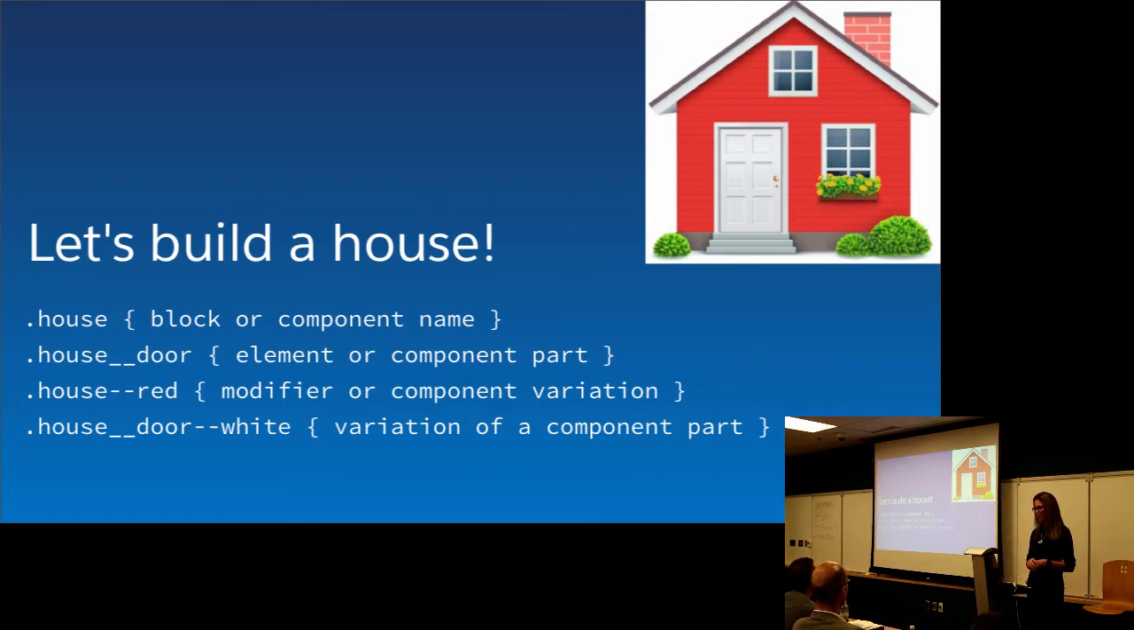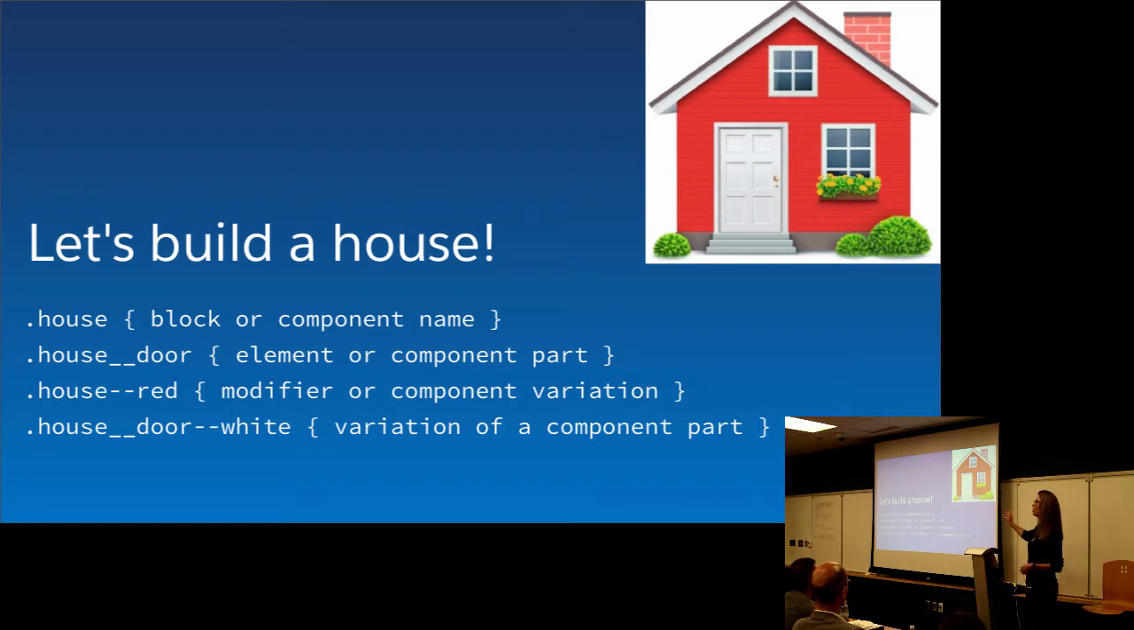Then we have a modifier, which is separated with 2 dashes. So our house is red, so we know that this dash means that that is modifying our component. And we can also have variations of component parts. So we could say house has a door, and the door is white. So that's a variation on a component part.